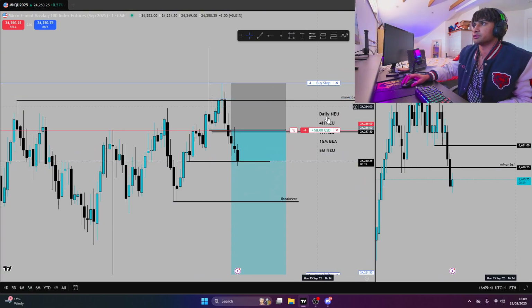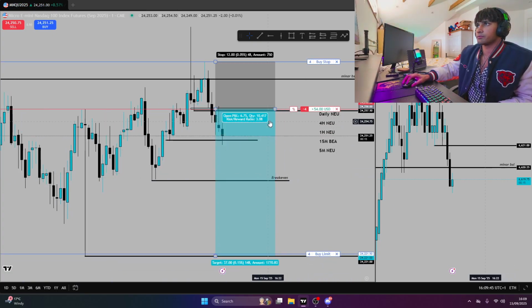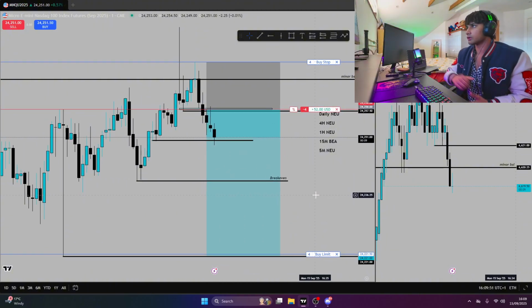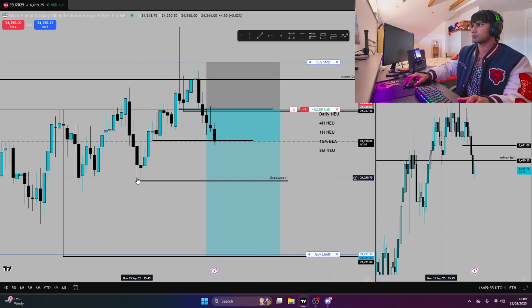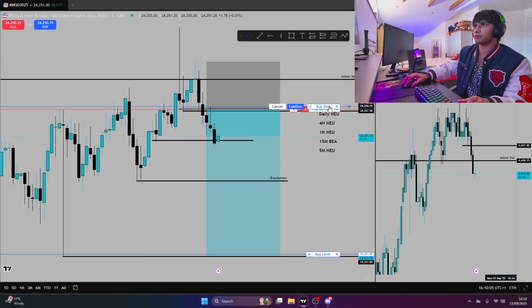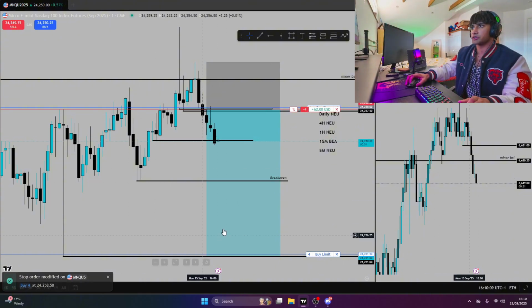There's no way to even reduce risk. Well, it's only 12 handles, so I'm just going to wait. Right, so ES has actually taken our halfway point, so that's break even. So I'm going to go risk free now. So break even trade.